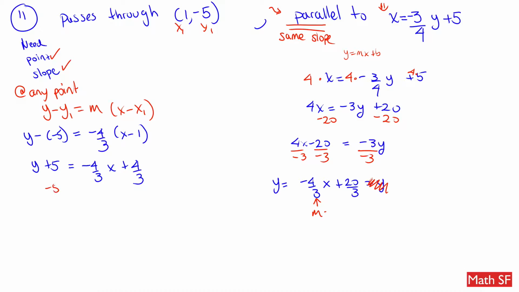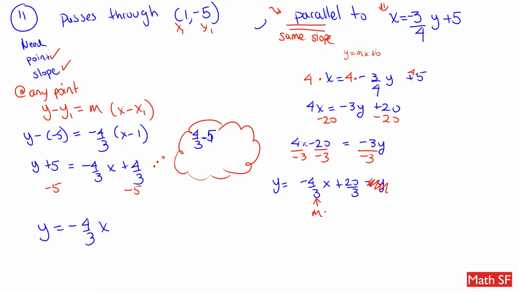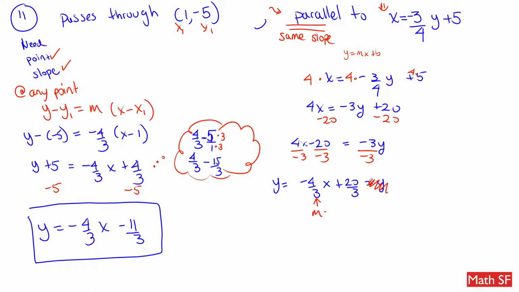Then I need to subtract 5 from each side, and I will get y equals negative 4/3 x, but now I need to work this part out. I'm going to make a space here to do the work. I need to do 4/3 minus 5 over 1 times 3 top and bottom, because I need them to have the same denominator. 4/3 minus 15/3 gives you negative 11, so negative 11 over 3. That should be your equation of the line in slope-intercept form. This is in the y equals mx plus b form. This is your answer for that problem.